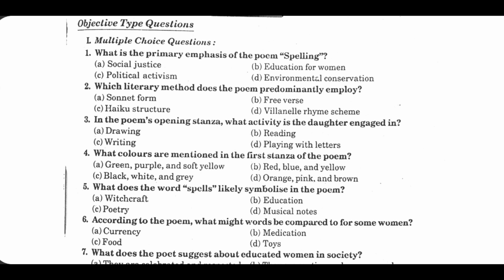What colors are mentioned in the first stanza of the poem? They are red, blue, and yellow. The option B. What does the word spells likely symbolize in the poem? It's poetry. C.